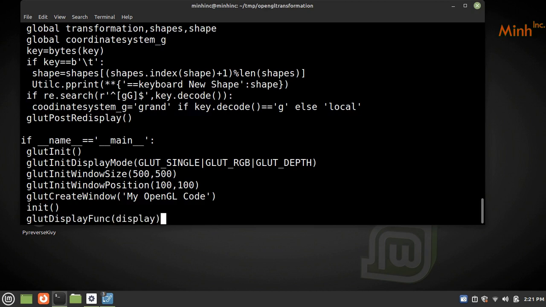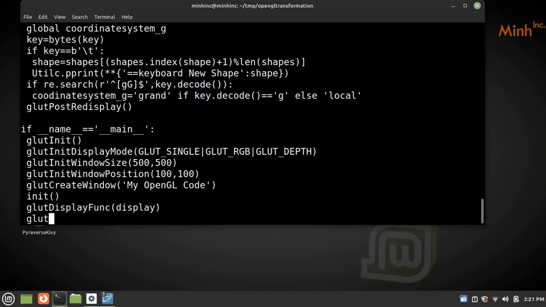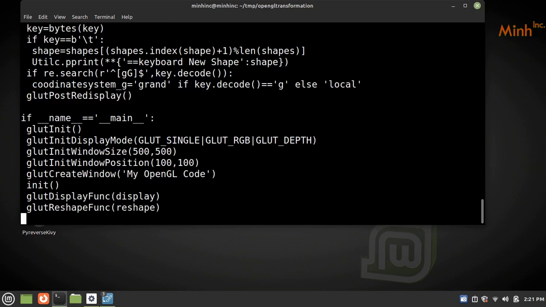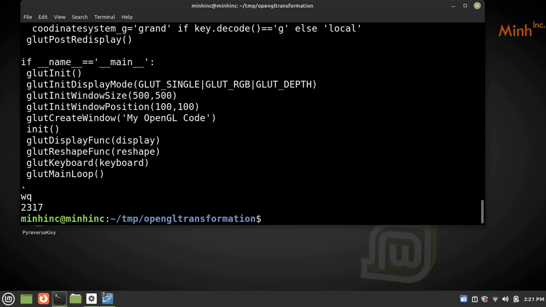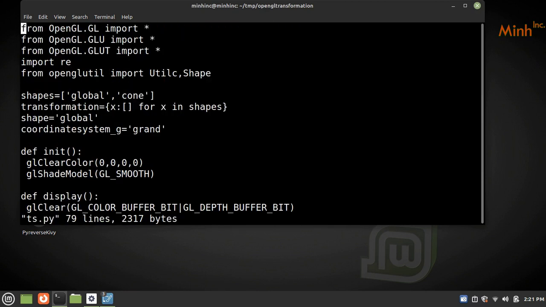So for the display, this is the function that will get called. Glut reshape func, for this will get called. Glut keyboard, for this function will get called. Glut main loop. Done. Okay, so we have written the code. So we'll analyze it again.